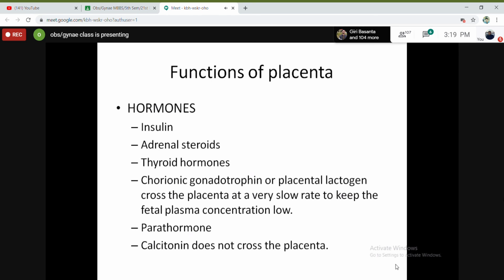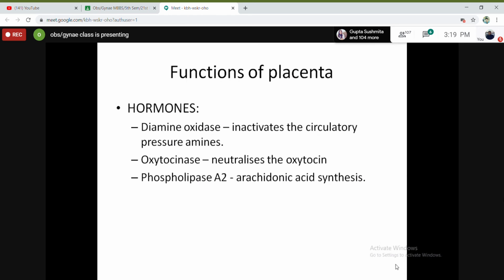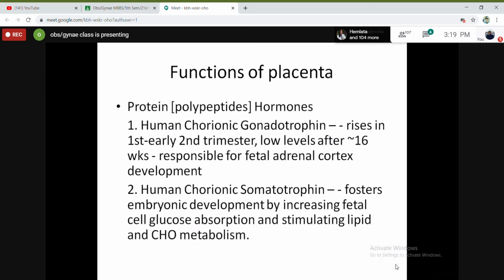Hormones: there are various kinds of hormones which are produced by the placenta. It produces insulin, steroids, and thyroid hormones. Other hormones produced by the placenta include human chorionic gonadotropin. It rises early in the first trimester and is at low levels after 16 weeks of gestation, and it is responsible for the development of the fetal adrenal cortex. And we use beta human chorionic gonadotropin for the diagnosis of pregnancy.